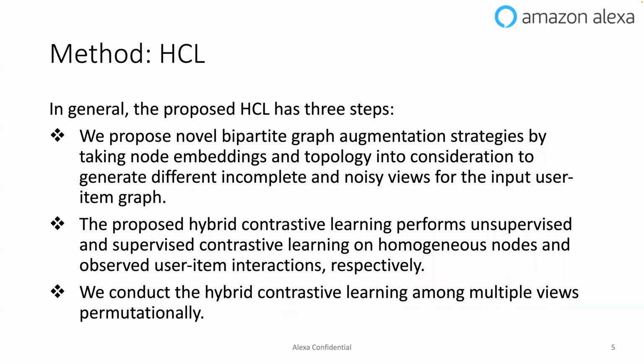In detail, first we propose novel bipartite graph augmentation strategies, taking node embeddings and topology into consideration, to generate different incomplete and noisy views for the input user-item graph. The proposed hybrid contrastive learning performs unsupervised and supervised contrastive learning on homogeneous nodes and observed user-item interactions, respectively. And we finally conduct the hybrid contrastive learning among multiple views permutationally.